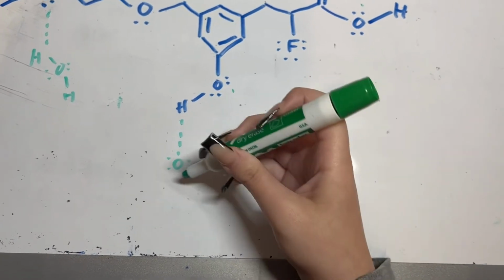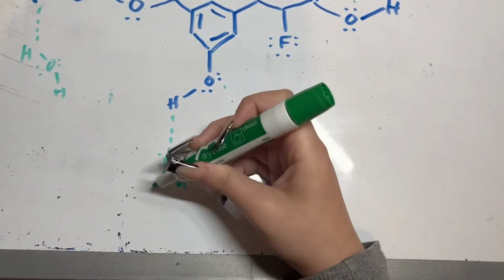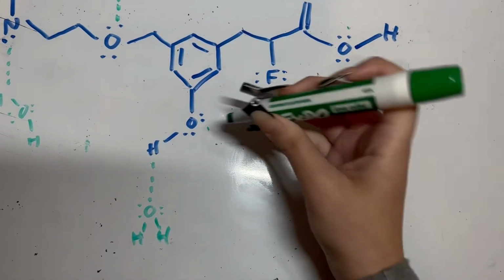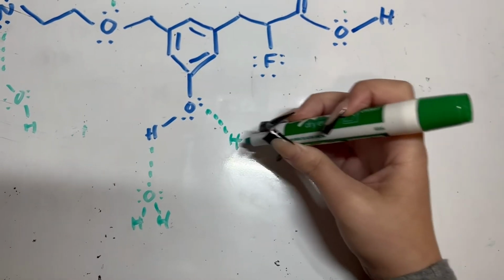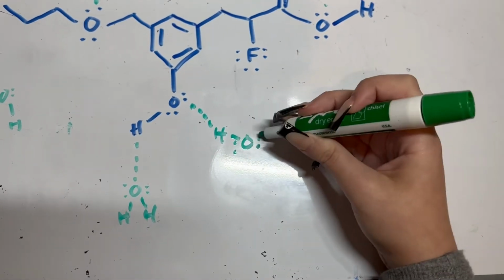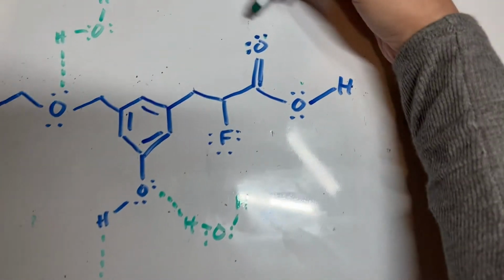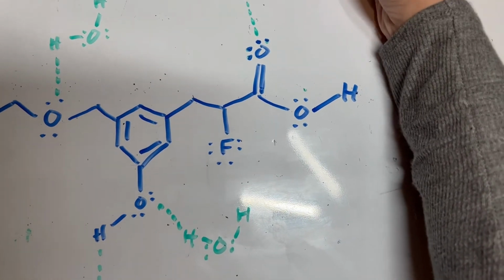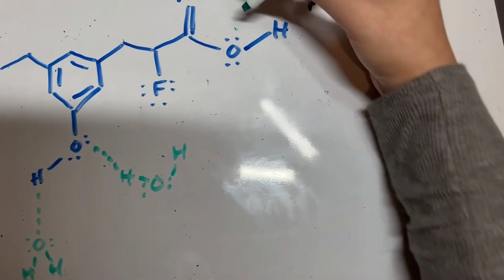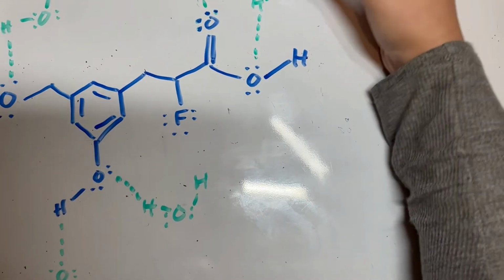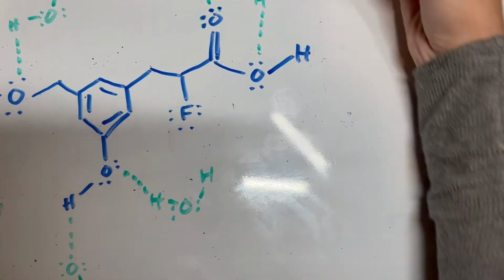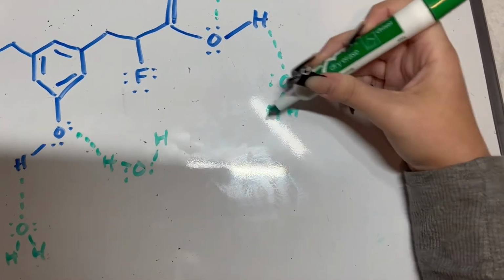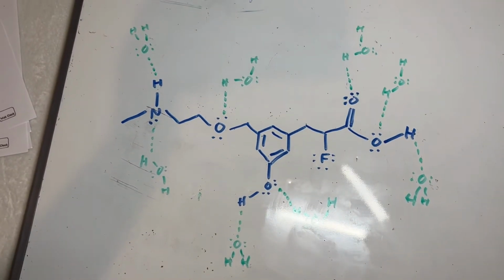And I'm using green. It says to use red, but I'm using green just because I don't have red for my markers. But yeah, this one connects to O. It has 2 H's. This one connects to H, and it has an O and an H. This one connects to H, and it has an O and an H. This one connects to H as well with an O and an H, and then this one connects to O, and this has 2 H's connected to it. And this is what I have.